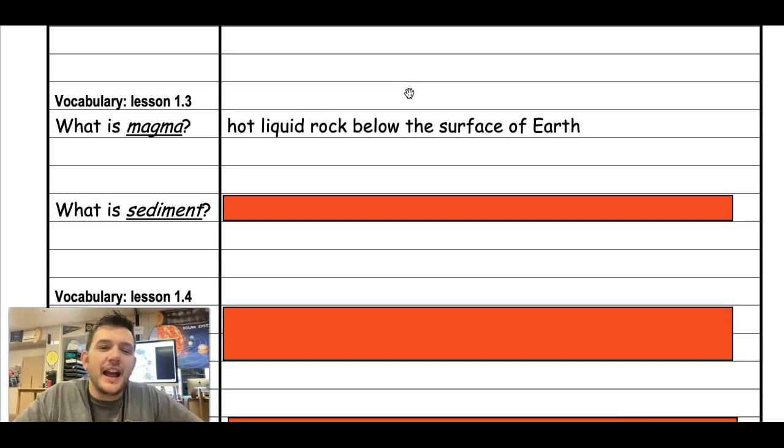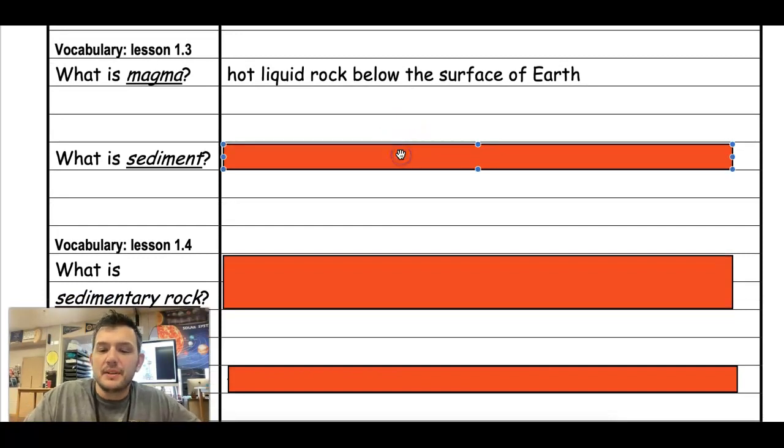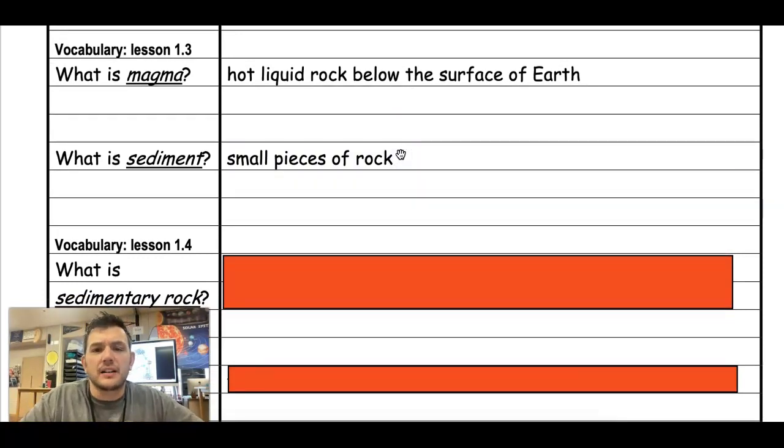As we proceed, what is sediment? Some of you have heard this word sediment, but sediment's just small pieces of rock, little dustings. Sand has a bunch of sediment in it. You get a little bit of sediment in your shoe when you play in the sand. But sediment is just small pieces of rock.